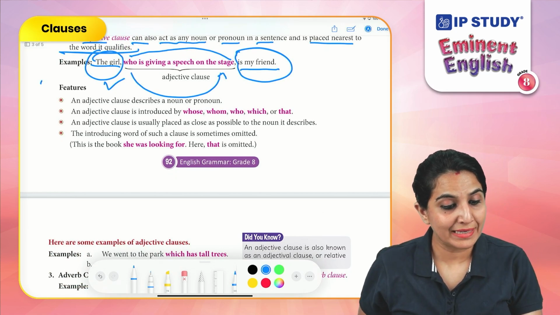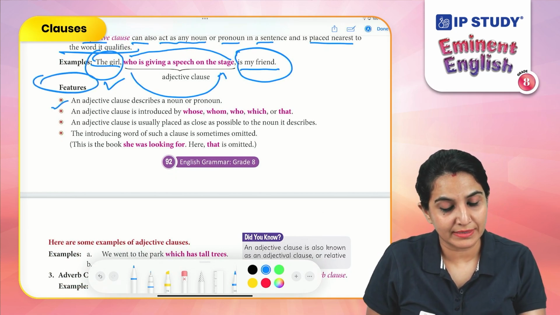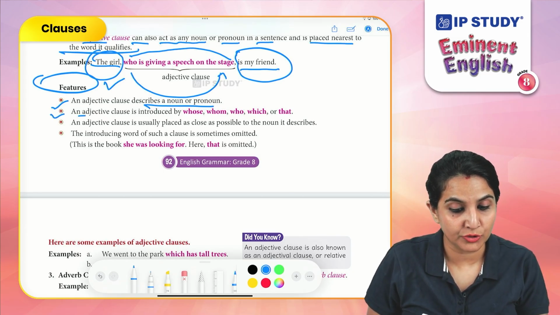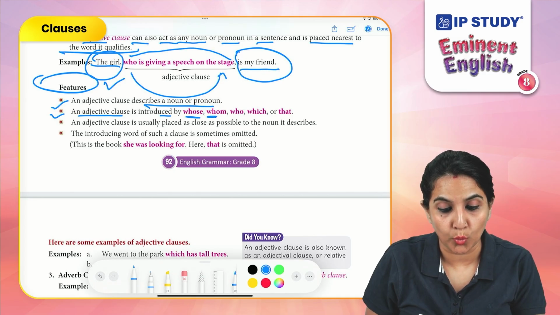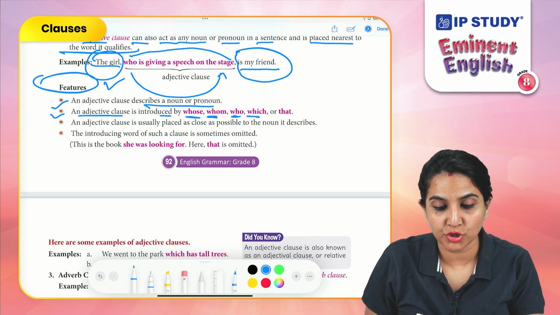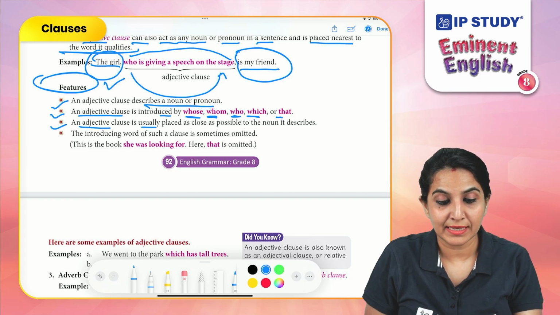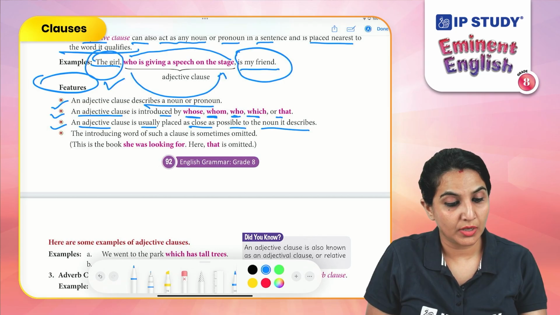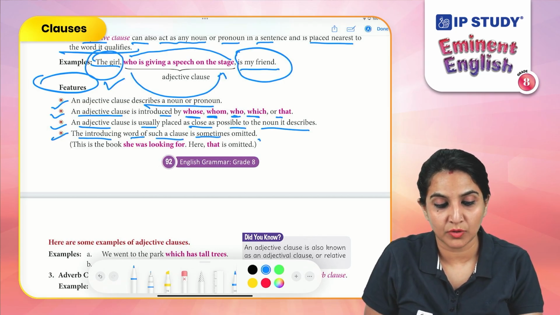Now, how do you clearly identify what is an adjective clause? An adjective clause describes a noun or pronoun. An adjective clause is introduced by words like whose, whom, who, which, or that. An adjective clause is usually placed as close as possible to the noun it describes. The introducing word of such a clause is sometimes omitted.